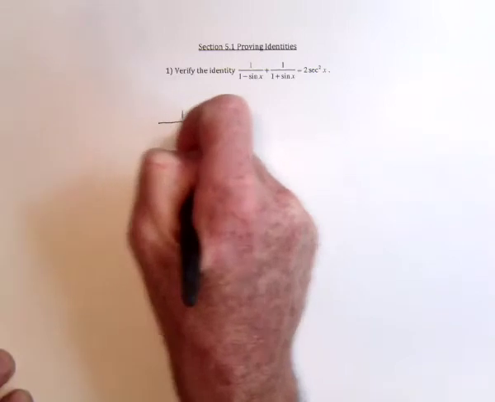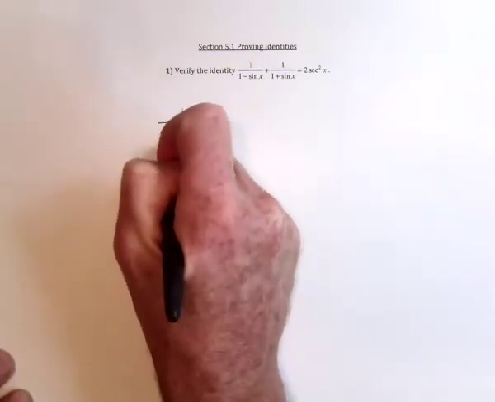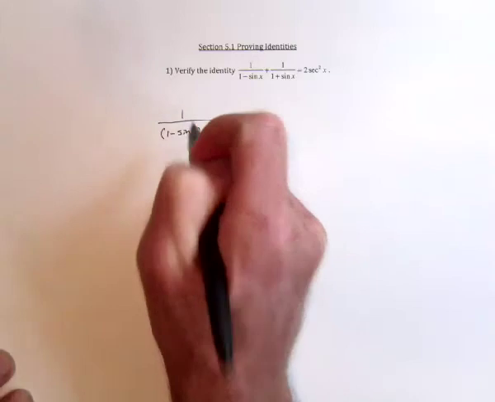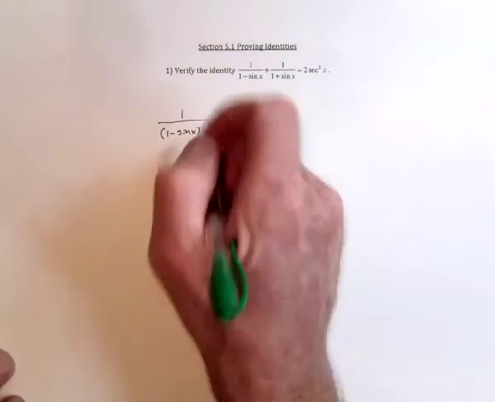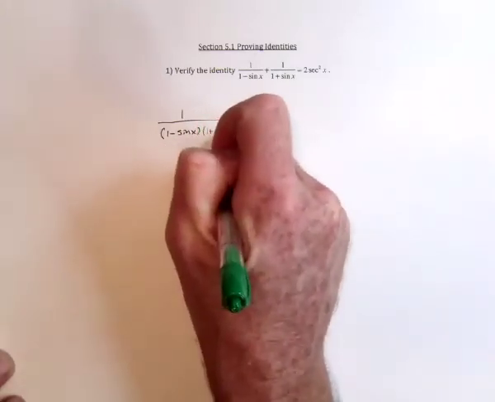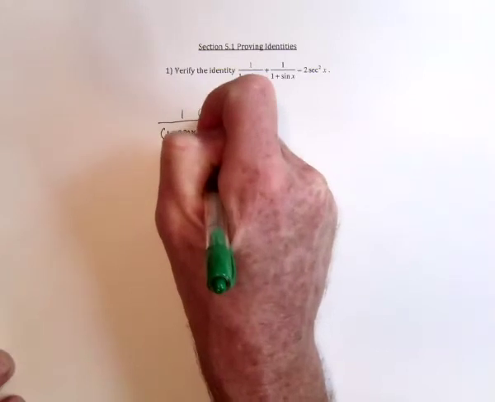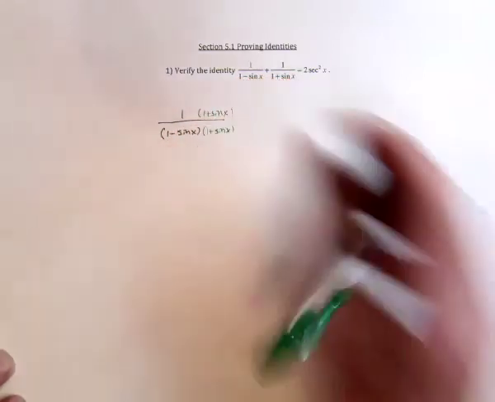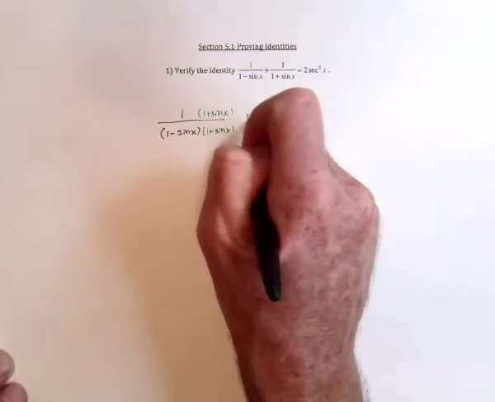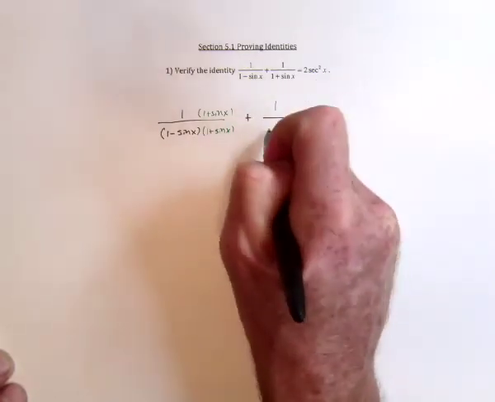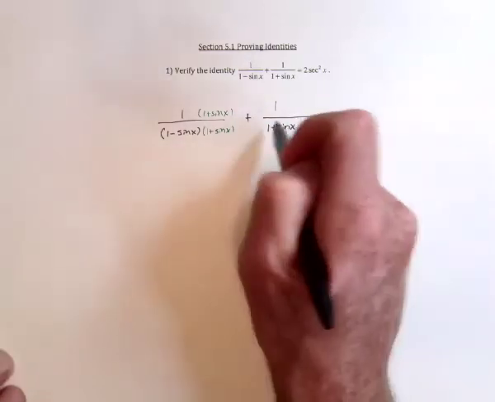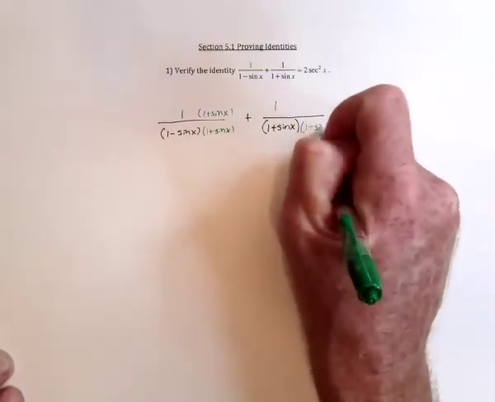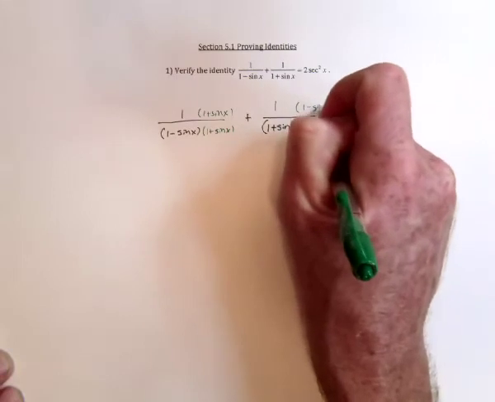So the first fraction would look like 1 minus sine of x is what we're given to start with, and then multiply by 1 plus sine x for the numerator and denominator. And for the other fraction, we were starting with 1 over 1 plus sine of x. So then multiply by 1 minus sine x. Do that for the numerator and denominator.